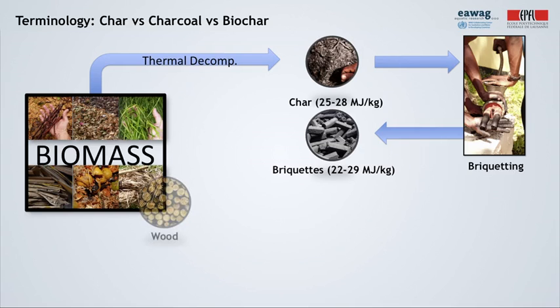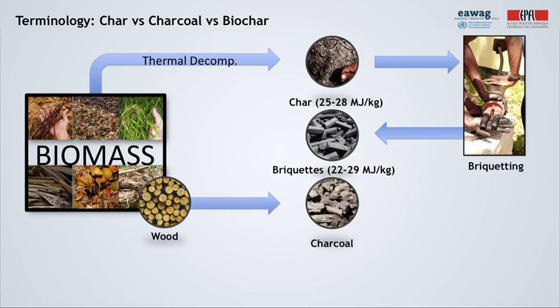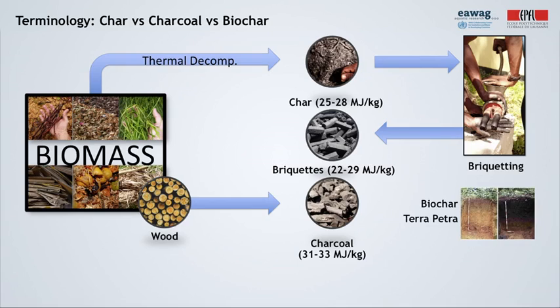When the biomass is wood, the material obtained through the same process is called charcoal. Charcoal is mainly used as fuel for cooking or industrial processes, as it has a high heating value of 31 to 33 megajoules per kilogram, much higher than the others. Most of the times, charcoal does not require any post-processing. Char can also be used as soil amendment, in which case it is called biochar. This is the core idea of the Terra Preta movement.